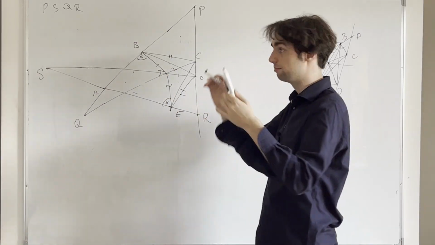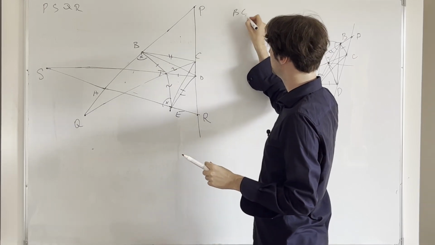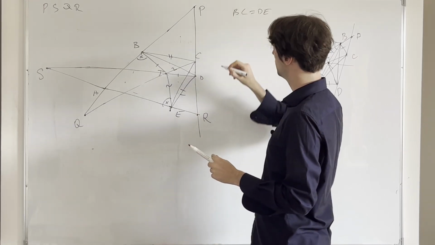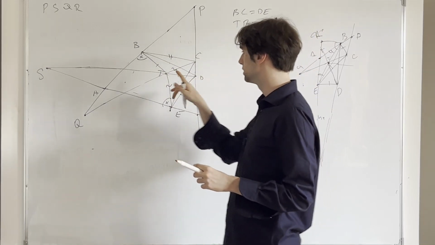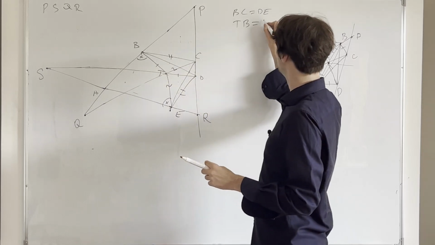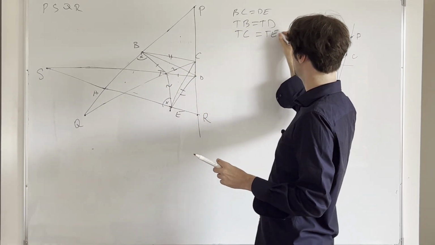It's also good to, in geometry, keep in mind what it is that we have. Okay, BC is DE, okay. I have TB is equal to what? TB is equal to TD. Okay, and TC is equal to TE. What does this give me?